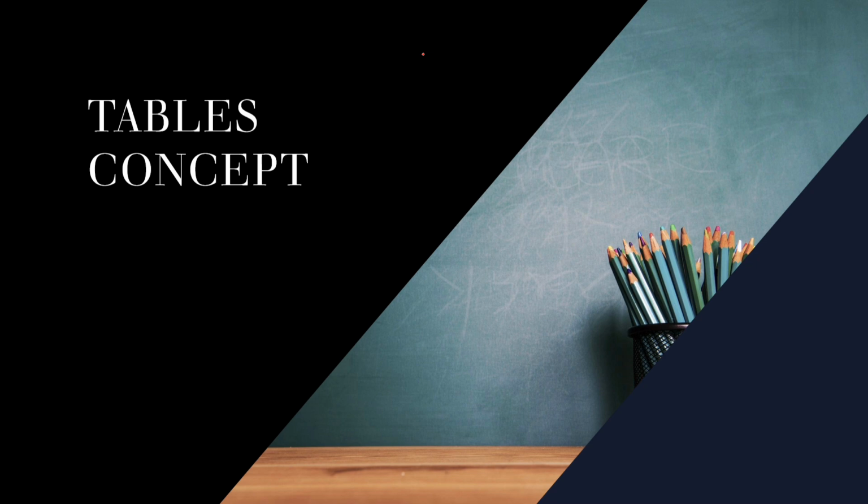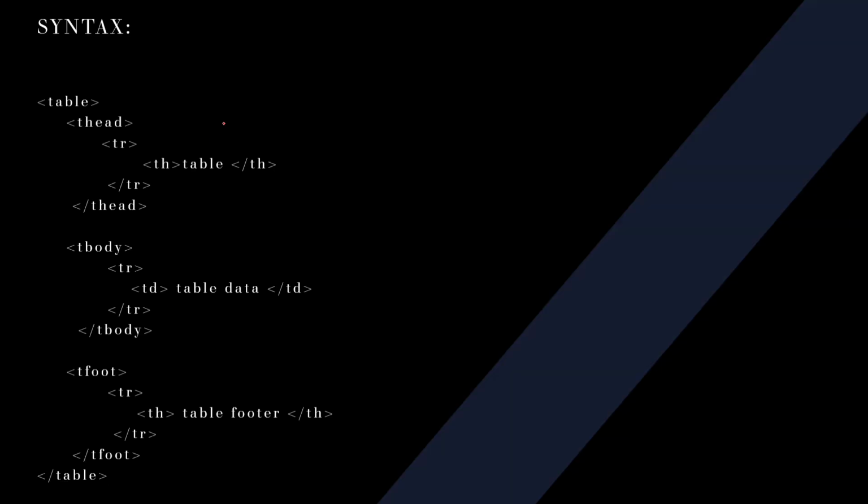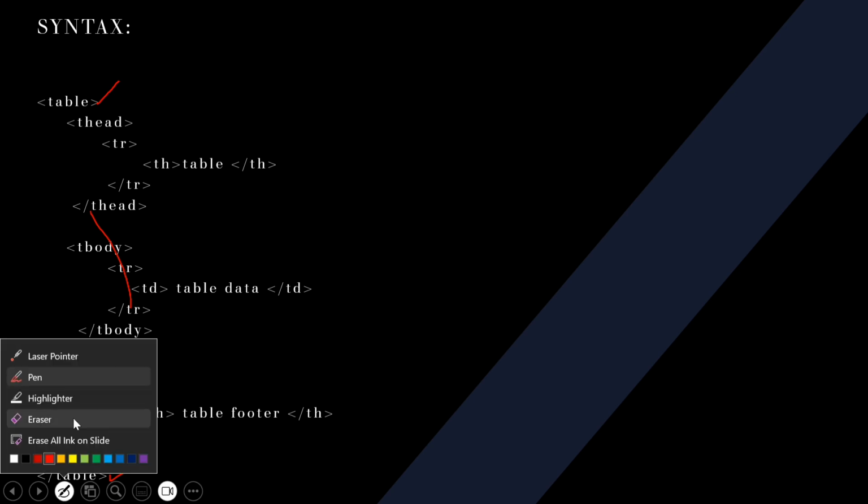Today our concept is table in HTML. Let's discuss the table concept in HTML. Let's go through the syntax. In HTML, we use a table tag, in between the opening and closing angular brackets, and the closing table tag. In between this, the table concept is divided into three parts.